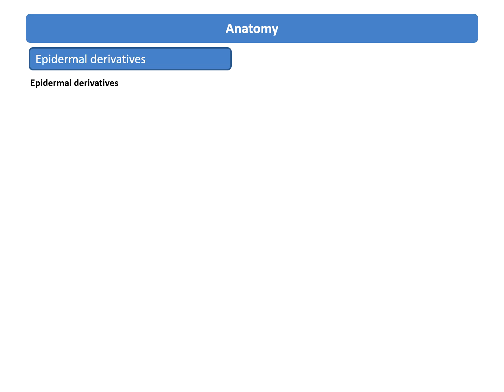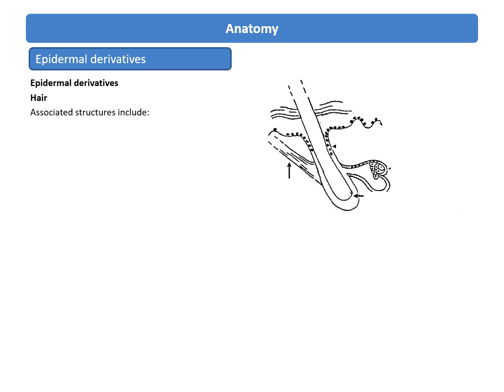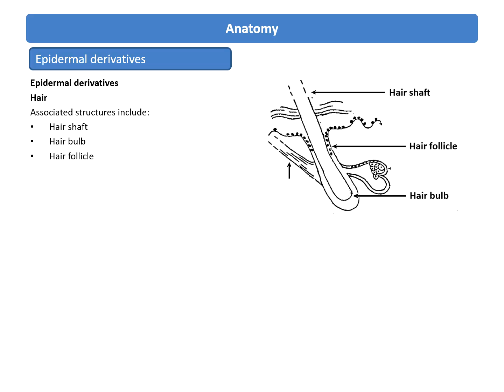The epidermis has a number of derivatives, structures that grow from the epidermis, including hair. Associated structures of the hair include the hair shaft itself, a hair bulb, a growing bottom end, hair follicles, that's essentially the hole in which the hair grows, a muscle called the erector pili muscle that erects the hair when an animal is frightened or in cold weather.